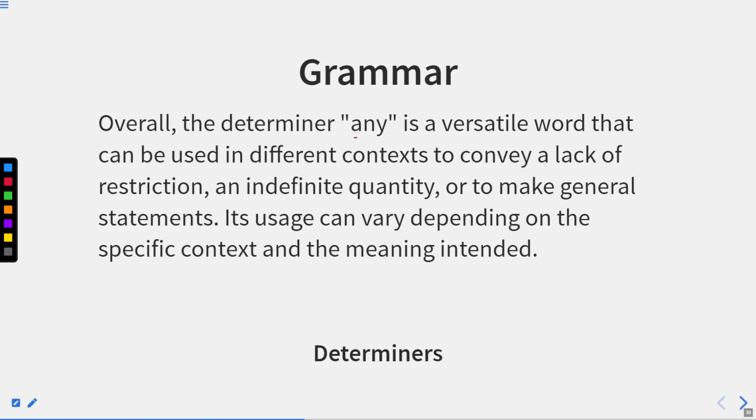Overall, the determiner any is a versatile word that can be used in different contexts to convey a lack of restriction, an indefinite quantity, or to make general statements. Its usage can vary depending on the specific context and the meaning intended. Now let us move to the next one.